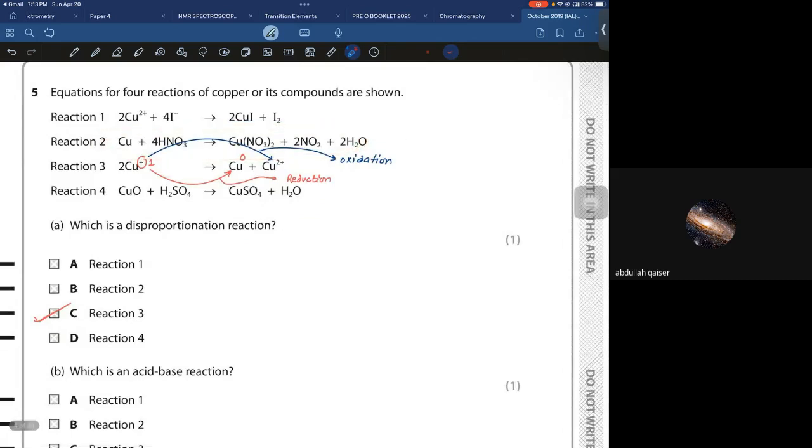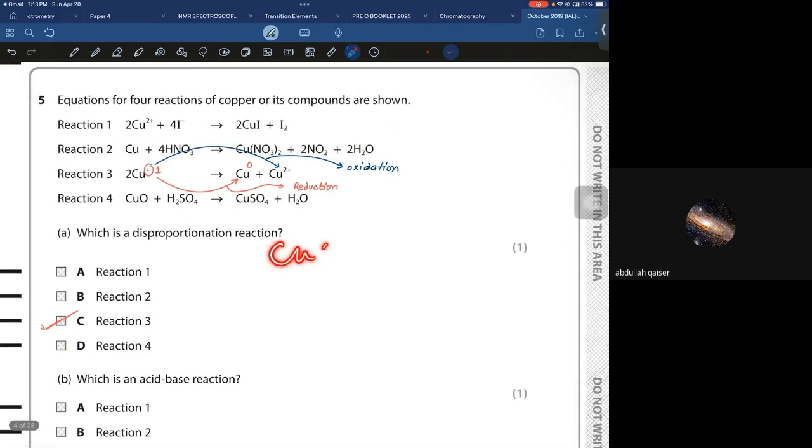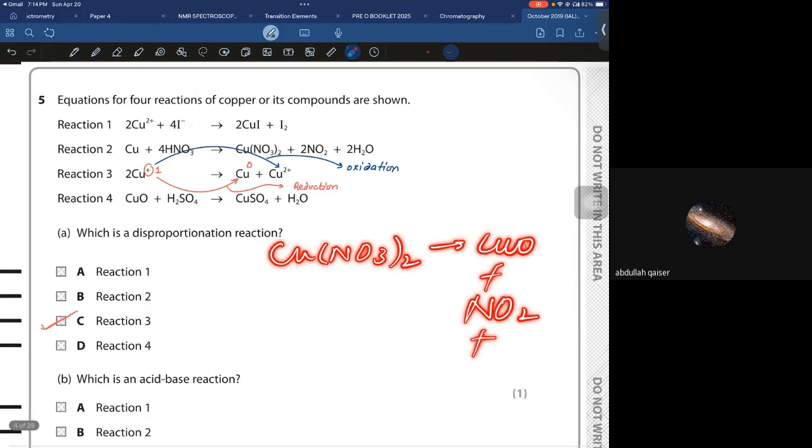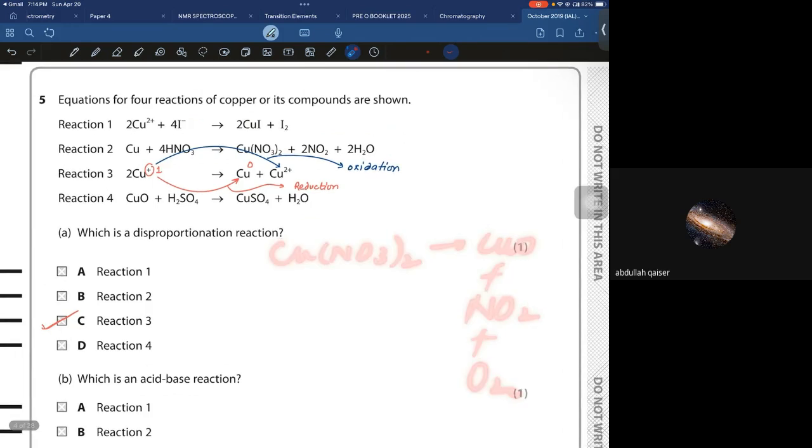It's not decomposition either? No, this is not decomposition. Decomposition means when there is heat. If you had copper nitrate, you would break it down into this. It's a metal and this is an acid. Metal is going to react with acid and form salt and gases. Okay, it's a redox reaction.